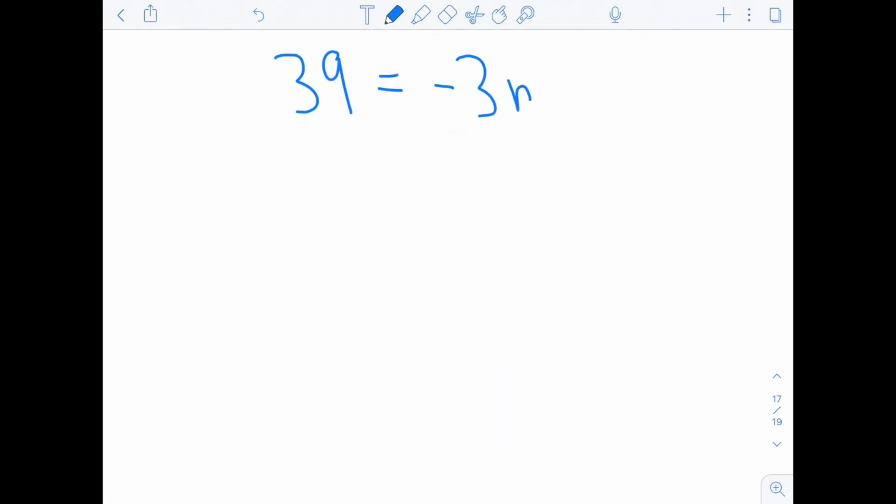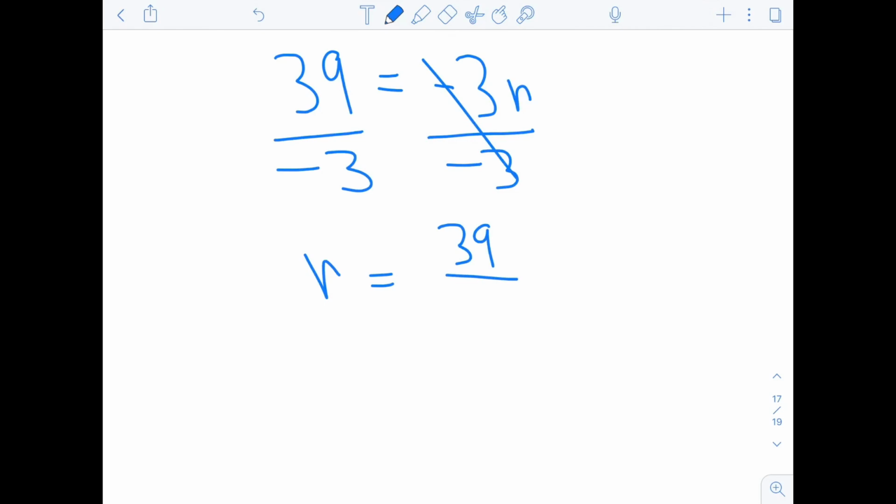So let's use this to solve this equation. 39 equals negative 3r. So we're multiplying by negative 3, and to cancel out multiplication, we have to divide by negative 3. So negative 3 over negative 3 is 1. So you're left with r equals 39 over negative 3. And 39 over negative 3 is negative 13.